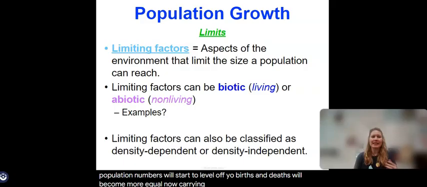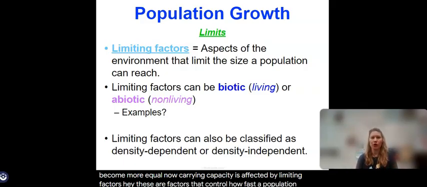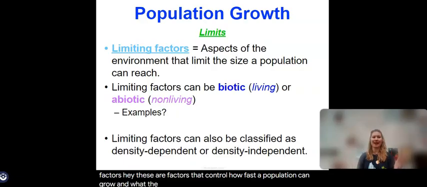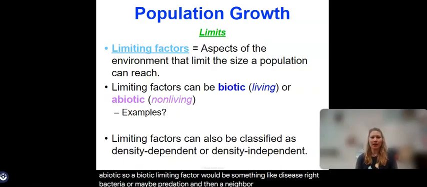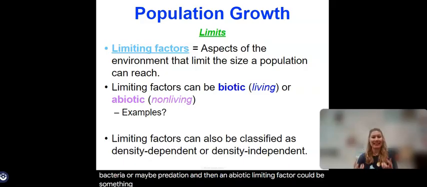Now, carrying capacity is affected by limiting factors. Okay, these are factors that control how fast a population can grow and what the carrying capacity is. Limiting factors can be biotic or abiotic. So a biotic limiting factor would be something like disease, right, bacteria, or maybe predation. And then an abiotic limiting factor could be something like the climate or a natural disaster.